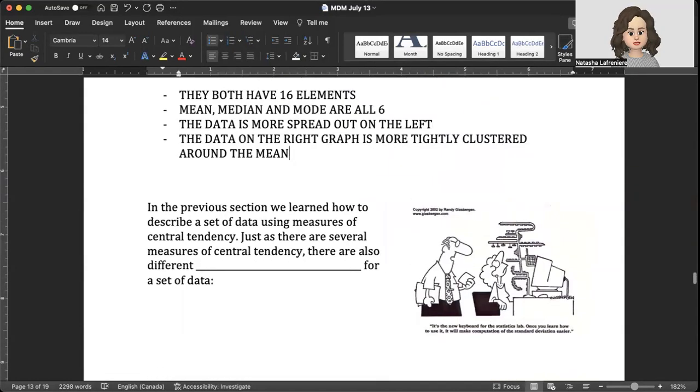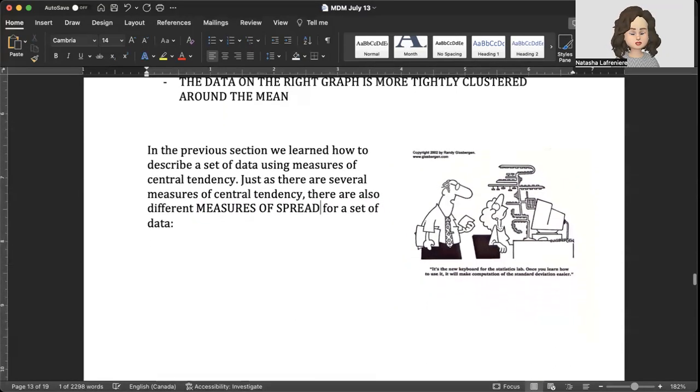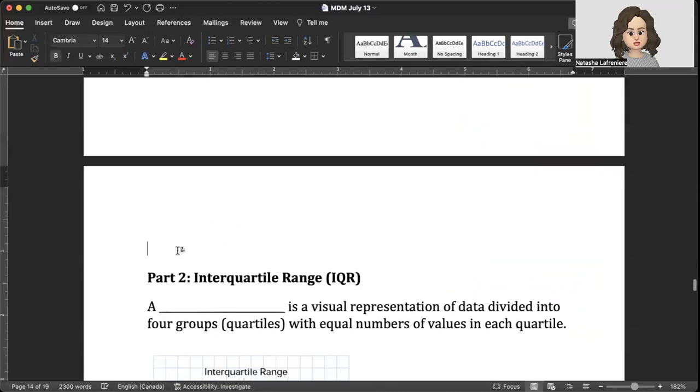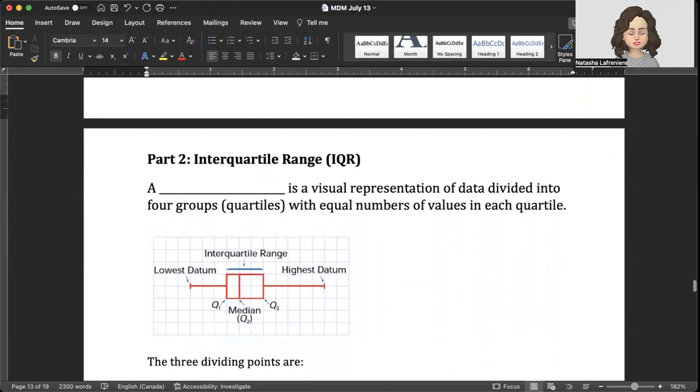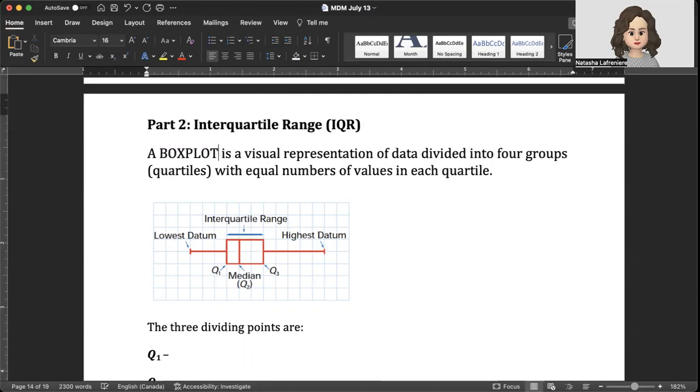Okay, so in the previous section, we learned how to describe a set of data using measures of central tendency. Just as there are several measures of central tendency, there are also different measures of spread for a set of data. So there's the interquartile range. A box plot is a visual representation of data divided into 4 groups, so quartiles, with equal numbers of values in each.